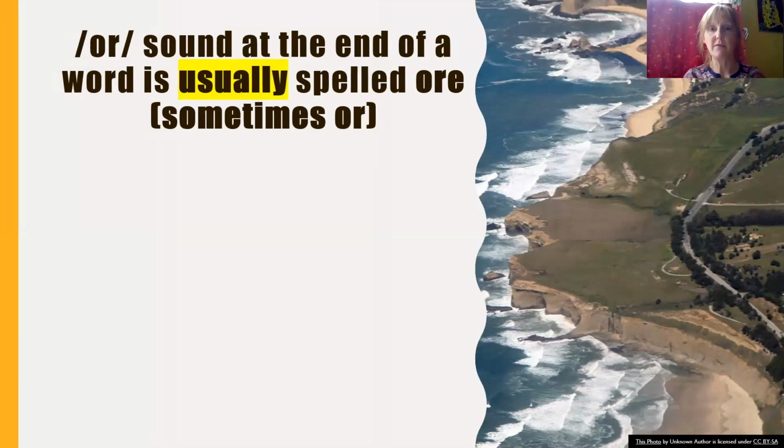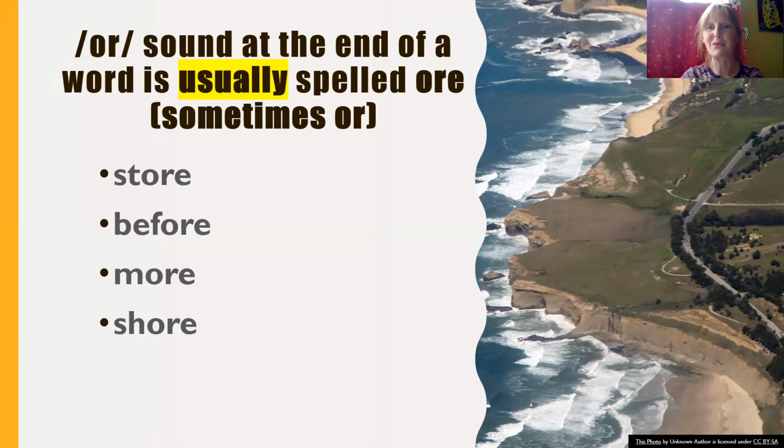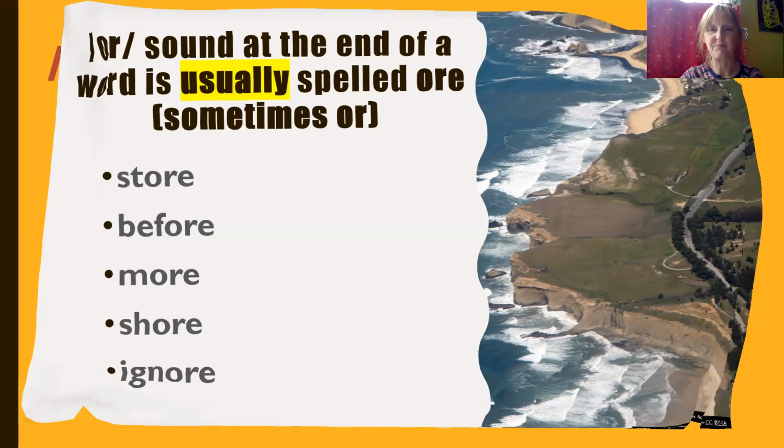OR sound at the end of the word is usually spelled O-R-E. So it has the same sound OR, but we're going to spell it O-R-E. The only big exception to this is the word for, not the number four, but the word for, like I'm going to get a gift for my mother, F-O-R. The rest of them, though, are often spelled with the O-R-E, like store, before, a two-syllable word, the OR is still at the end, O-R-E. More, sure, like this beautiful shore I've put on our slide here, and ignore. All of the time, the OR is at the end, we're going to spell it O-R-E.